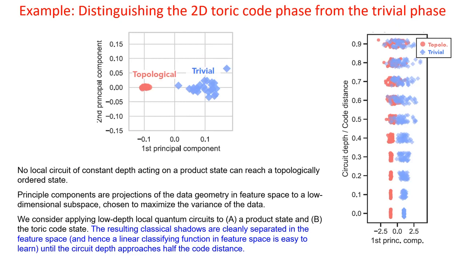And a computer science way of distinguishing the two phases is saying this, that if you're given a sample of the phase with short-range entanglement and you want to apply a geometrically local quantum computation to that state to produce a sample in the phase with long-range entanglement, then the depth of that circuit has to grow with the system size.